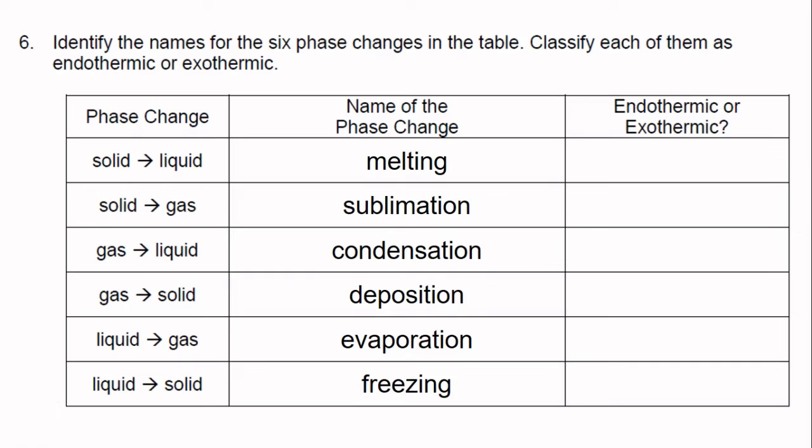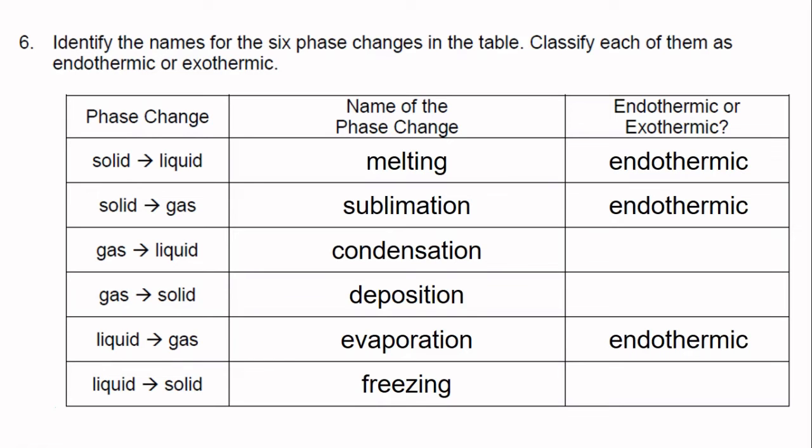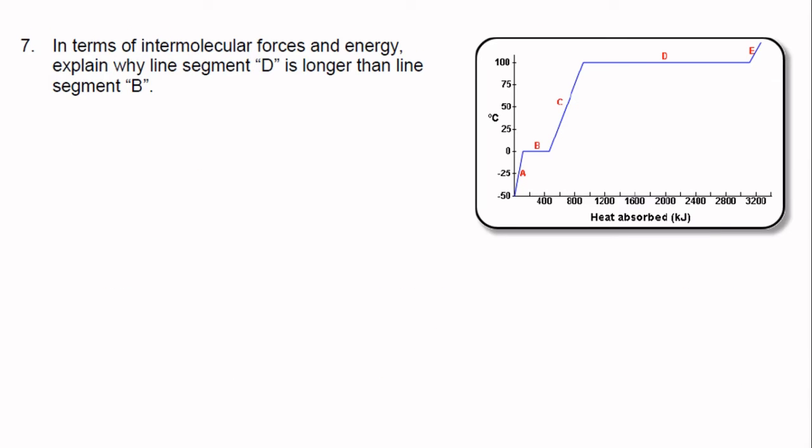The endothermic phase changes are ones in which energy is absorbed. So you're going from a lower energy level to a relatively higher energy level. It's going to absorb energy when melting, when undergoing sublimation, and when undergoing evaporation. Those are all endothermic, and the reverse would be exothermic. So condensation, deposition, and freezing are all exothermic. They would release energy.